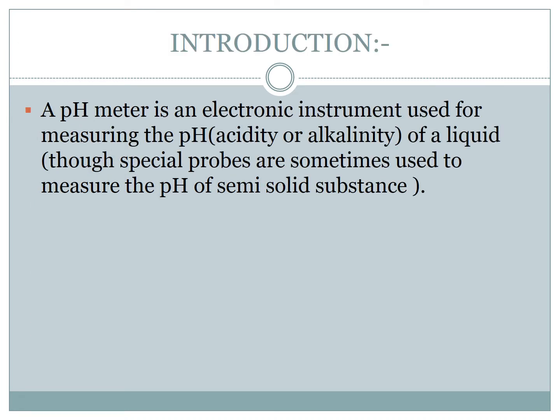As you know, what do you mean by the pH meter? A pH meter is an electronic instrument that is used to measure the pH, acidity or alkalinity, of a liquid, through a special probe that is also used to measure the pH of semi-solid substances. From the name itself it is clear: the pH meter is the instrument that is helpful to measure pH. So, what is pH? pH is the scale which determines whether a given solution is an acid or a base, or we can say an alkali also.